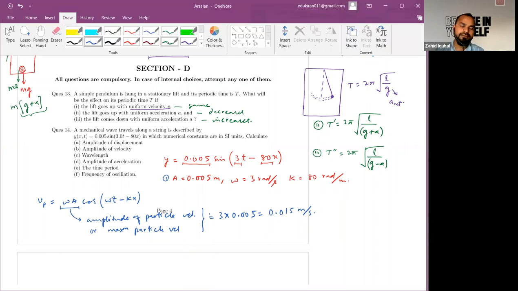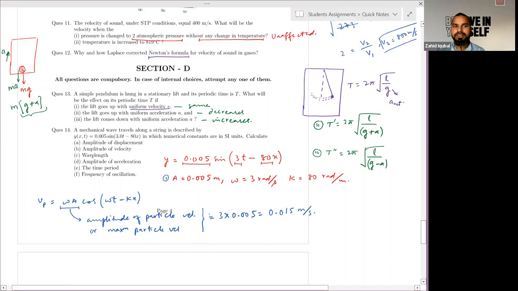Similarly, next we have to calculate the wavelength. We have k, the angular wave number. According to the formula, k is equal to 2 pi by lambda, and k we have 80. So substituting this, lambda will be equal to 2 pi by 80, that is pi by 40 meter.